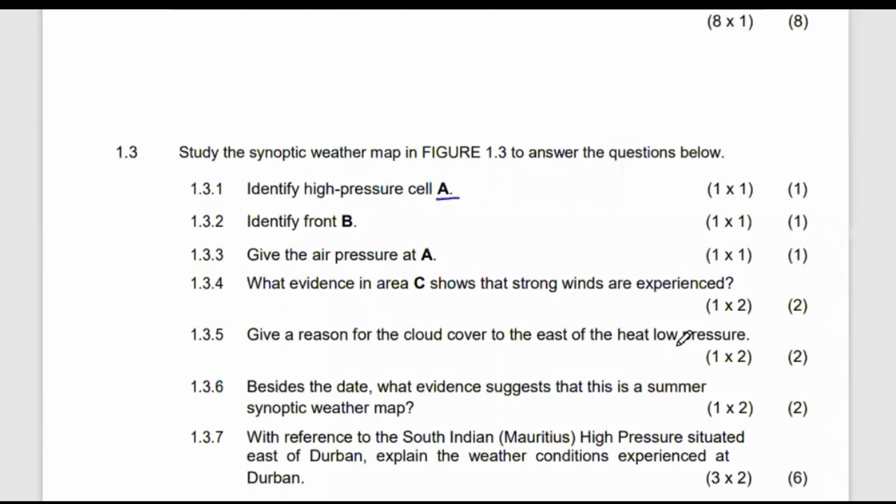So for our question 1.3.1, identify the high pressure cell at A, which is the South Atlantic high pressure, or Saint Helena high. One mark.